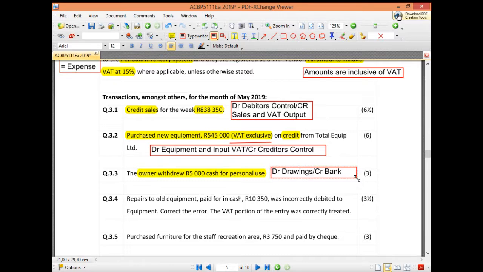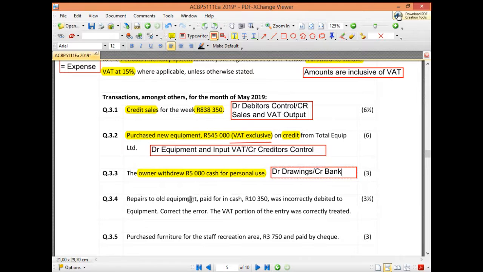Do we need to account for VAT on this transaction? Okay, in this instance, no, there's no VAT because of the fact that it's a physical cash transaction. Okay, if it was goods that we had taken out, then we would have to reverse the input VAT that we claimed and raise output VAT for that transaction.